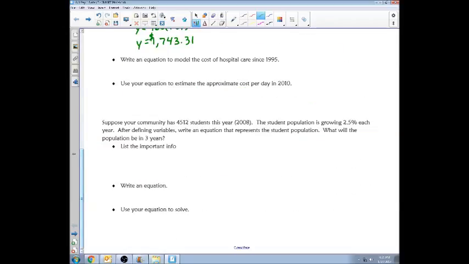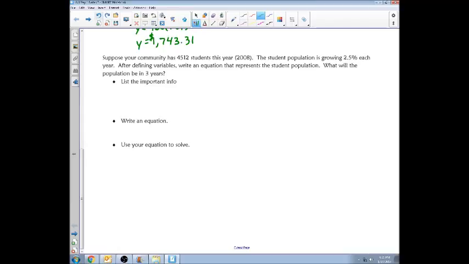Now it gives us a new problem. It says, suppose your community has 4,512 students this year, which at that time it was 2008. The student population is growing at 2.5% each year. After defining variables, write an equation that represents the student population and what will the population be in 3 years.